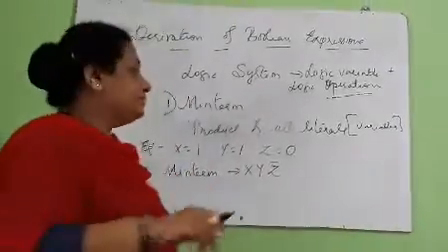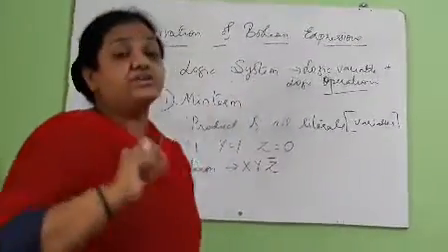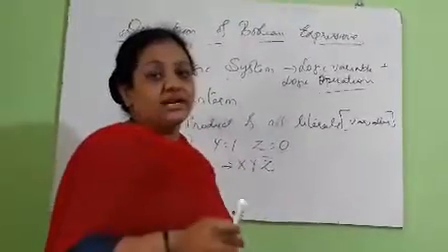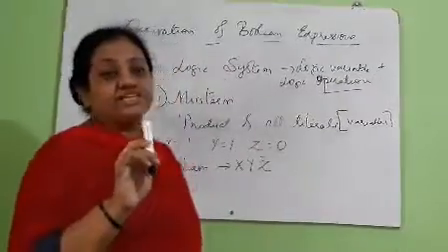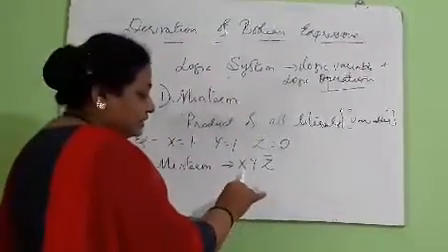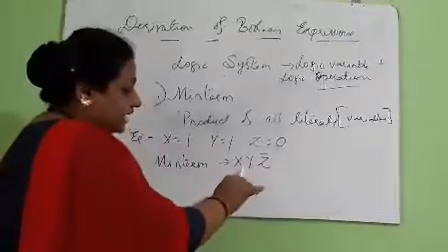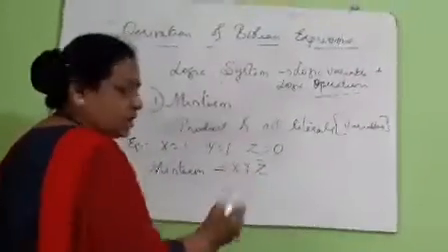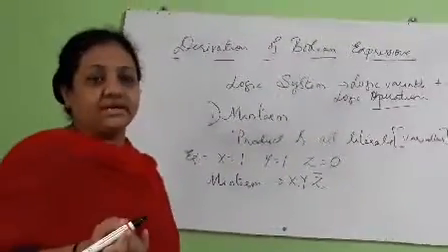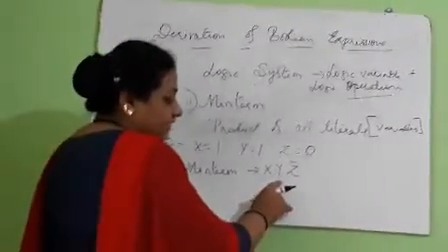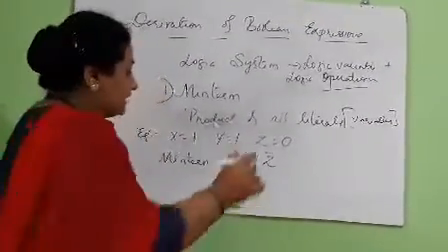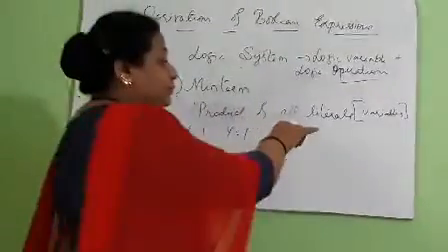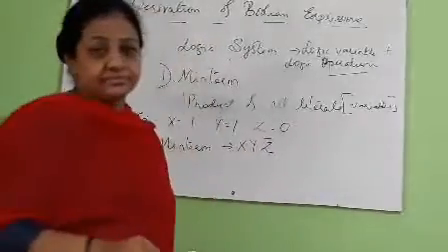Minterm. What is a minterm? A minterm is the product of all literals. So it is a product. As we know, when you perform an AND operation, you get the product. One example of a minterm is x, y, z bar. We know that it is a dot, even if you don't write it. So x ANDed with y, y ANDed with z bar. We say that a minterm is a product of literals.